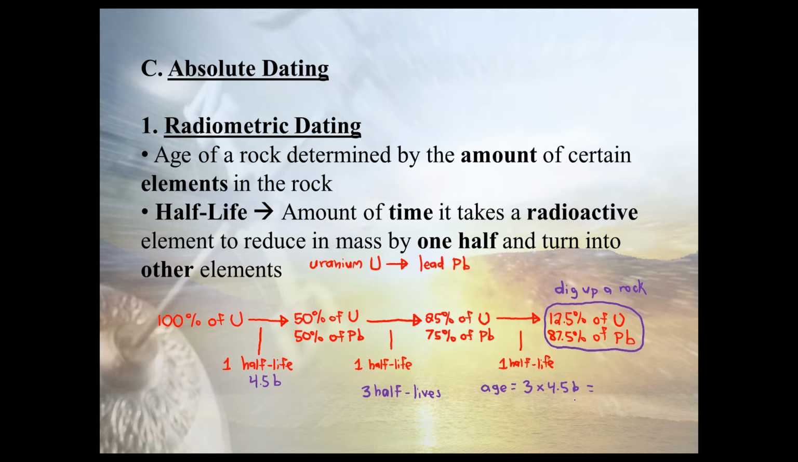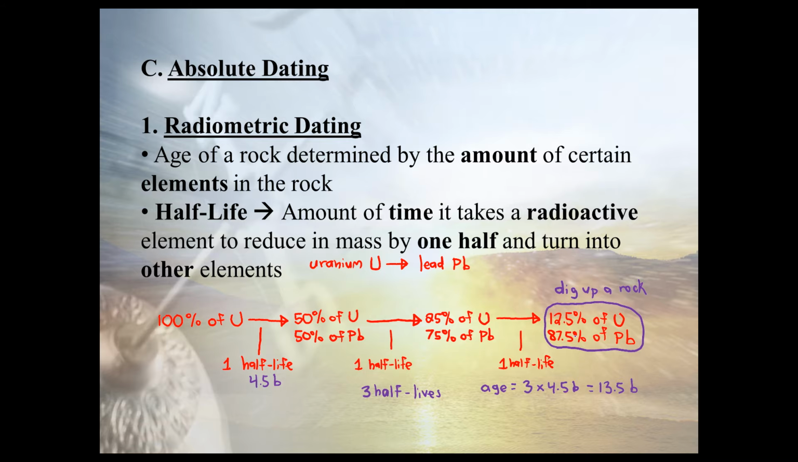So I'd go 3 times 4.5 billion. And I believe 3 times 4.5 billion is, I want to say, 13.5 billion years old. So that's what we do. We dig up the rock, look at the percentage of each element inside the rock, and then we ask ourselves, well, how many half-lives have passed? And then once we know how many half-lives have passed, if we multiply by the time of one half-life, we can figure out how old the rock actually is.